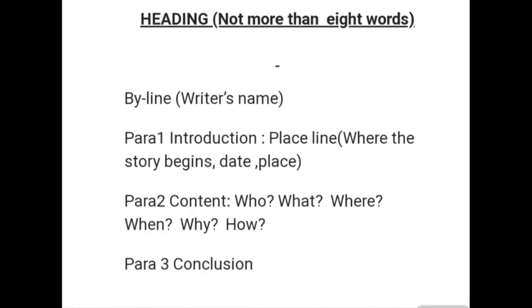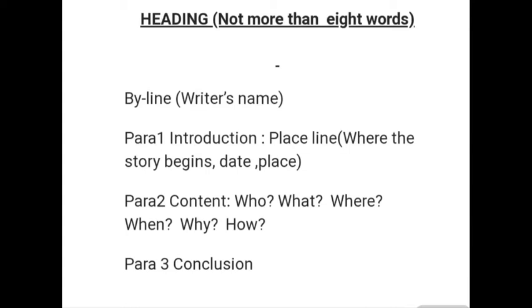I'm going to show you the right format. First of all, the heading, not more than 8 words, like this event happened: Cultural fest held at DPS. That is the heading. Then the byline. Every good report has a very nice heading and a byline. Byline is nothing but the writer's name. You have to write the report like an article, then a byline.